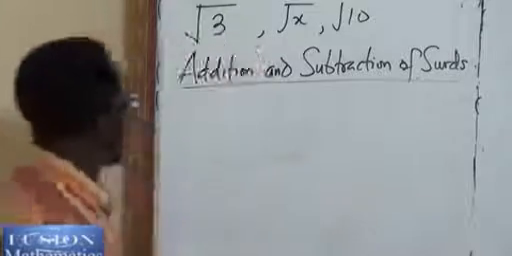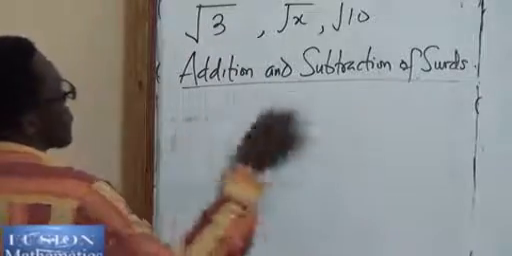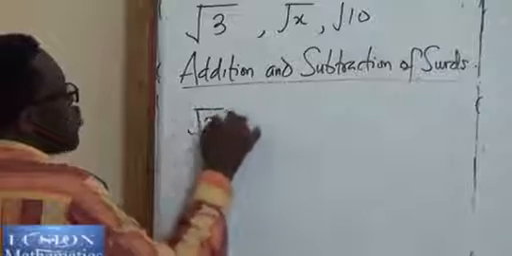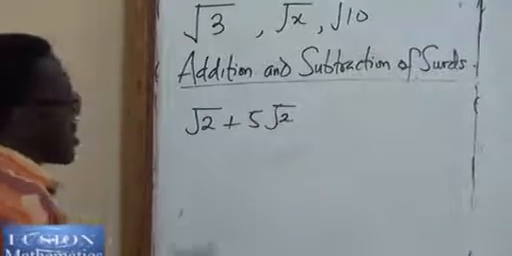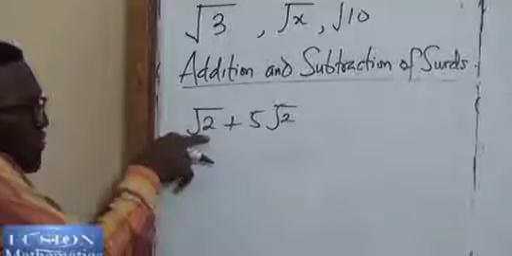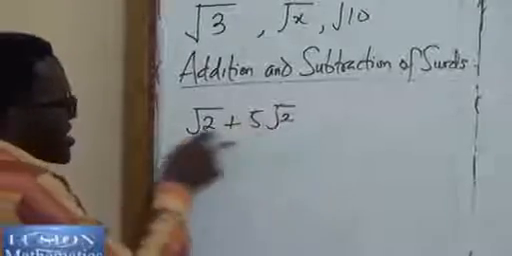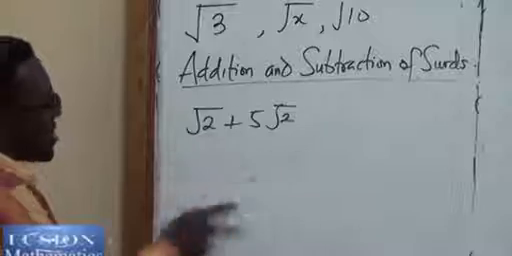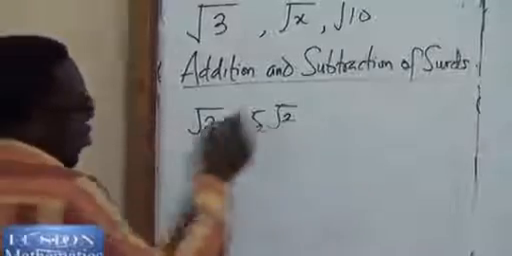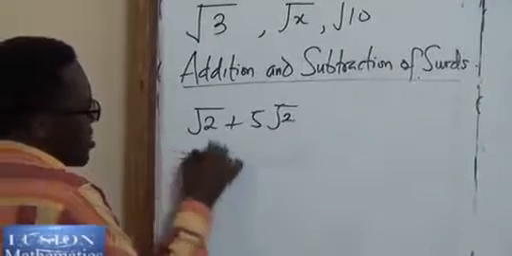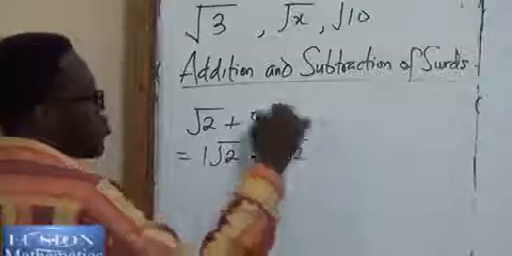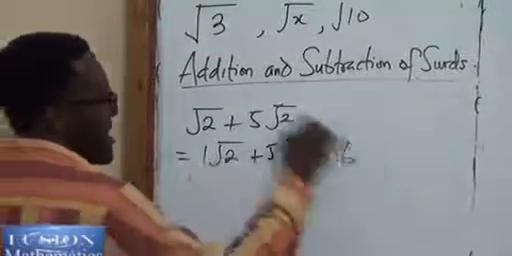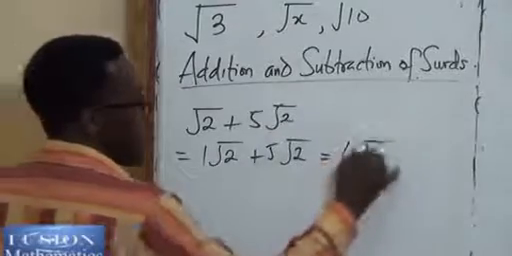For instance, if we have root 2 plus 5 root 2. These two surds, that is the square root of 2 and the square root of 2 here, they are similar. So the coefficients we add. For this number, the coefficient is what? 1. So this is the same thing as saying 1 root 2 plus 5 root 2. So this will give us (1 plus 5) root 2, which is 6 root 2.